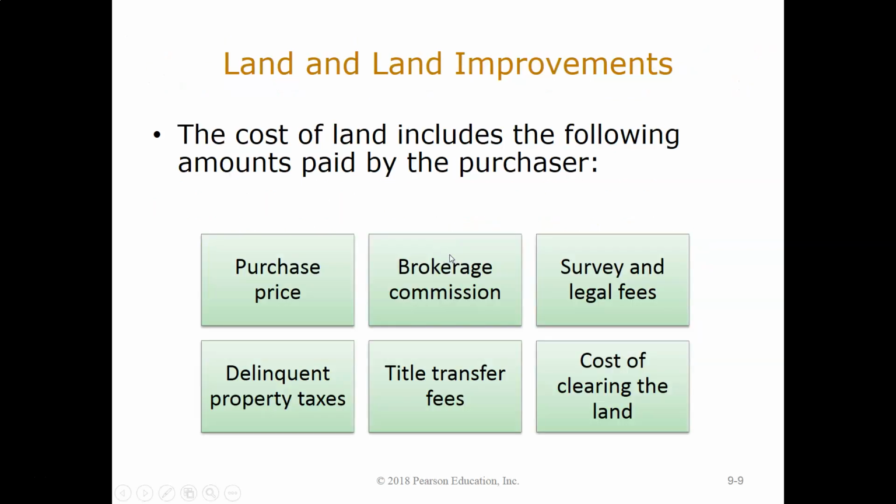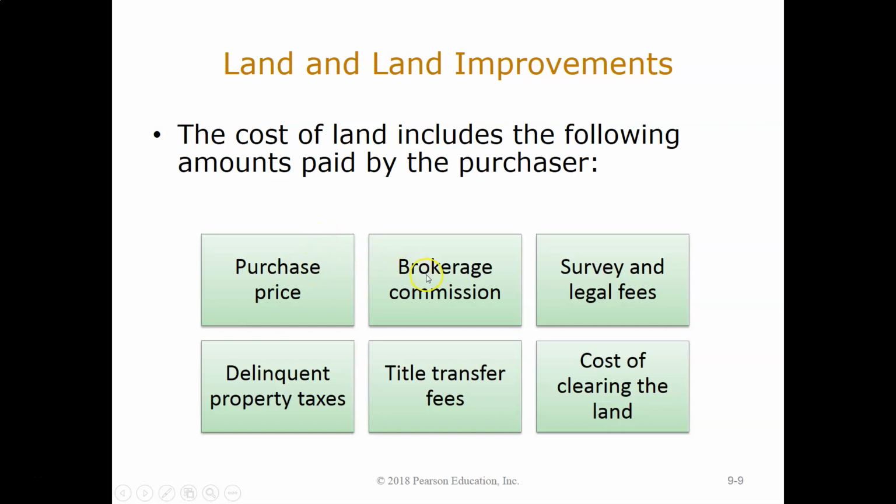Okay, so let's look at some of our categories. Land and land improvements. First thing is those are 2 different property, plant, and equipment accounts. Land is one, and land improvements is another. Okay, if you look at this bullet, land, if I buy land, I pay a purchase price.